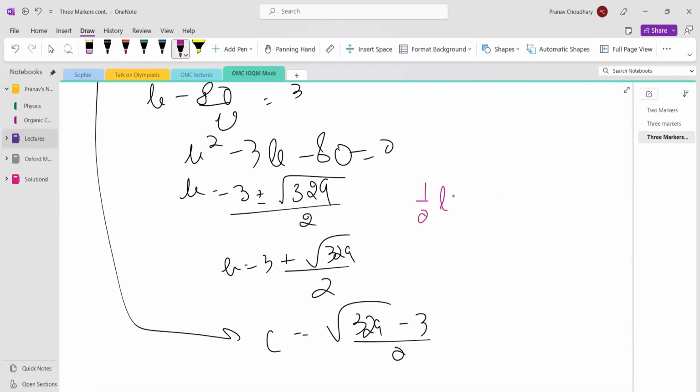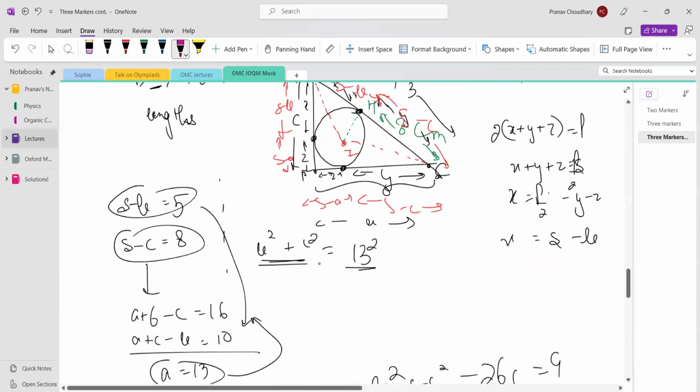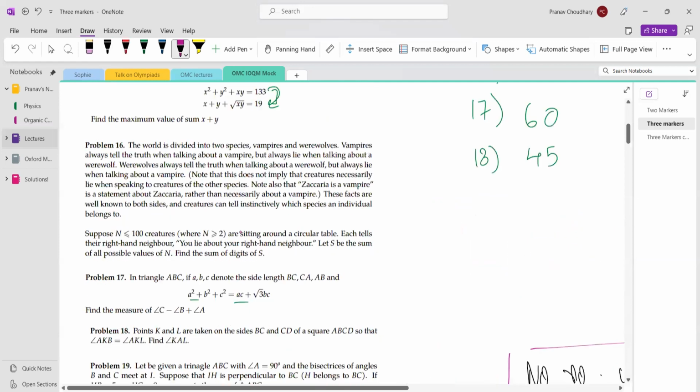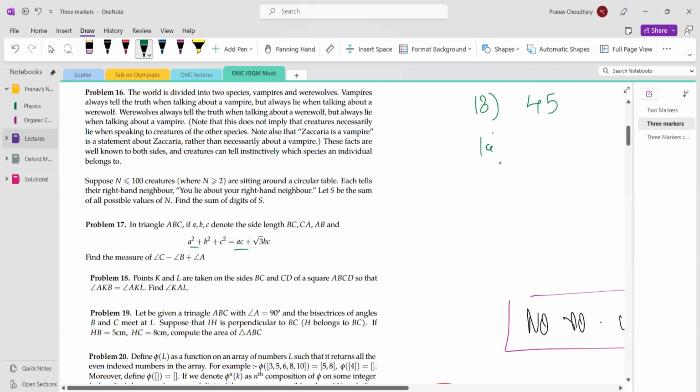And now the area of the right angle triangle is half BC. So half times 3 plus root 329 by 2, times root 329 minus 3 by 2. And this becomes 1 by 8 into 329 minus 9. So 1 by 8 into 320, which is 40. So naively, you would have guessed the answer as 30, but I don't think you can guess better. I think that is decent if you're guessing, but this is the correct solution. And I think this is a simple problem once you know this thing. So the answer to problem 19 is 40.